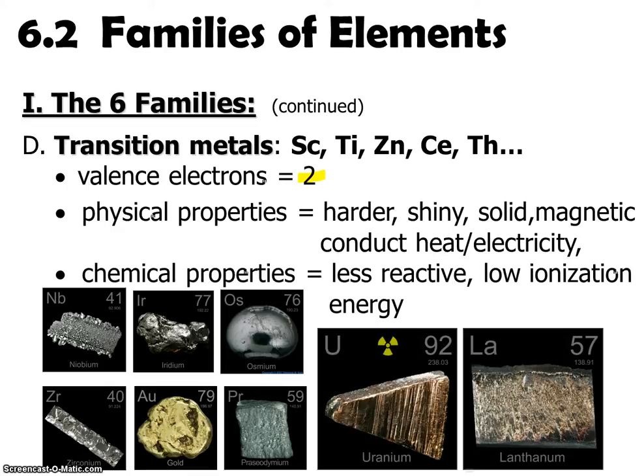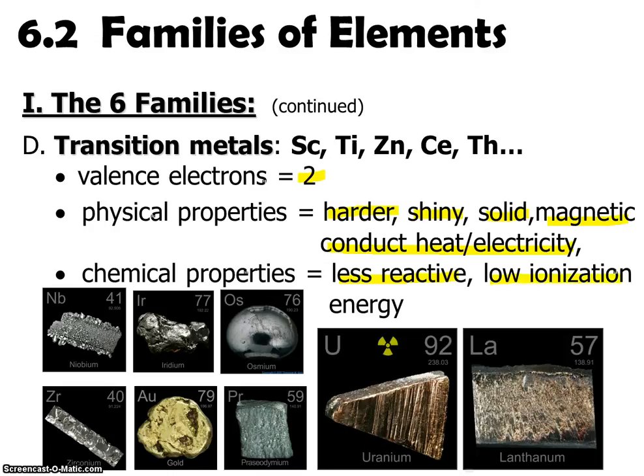But in general, their physical properties are that they are harder than the alkali and alkaline earth metals. They tend to be more shiny. They are also solid at room temperature, with the one exception of mercury. They are also magnetic, and they are very good conductors of heat and electricity, as opposed to the other 2 metal categories which are not. Chemically speaking, they are less reactive than the alkali and alkaline earth metals, and they also have low ionization energies.